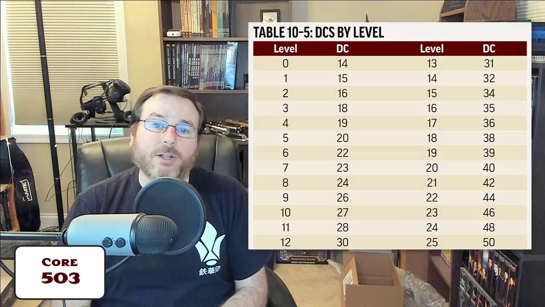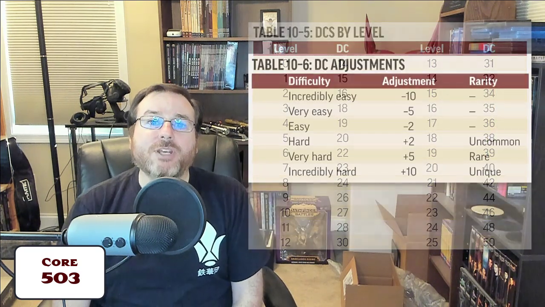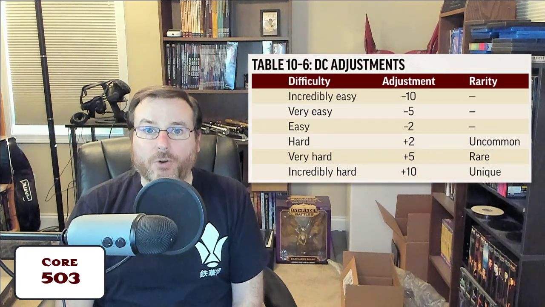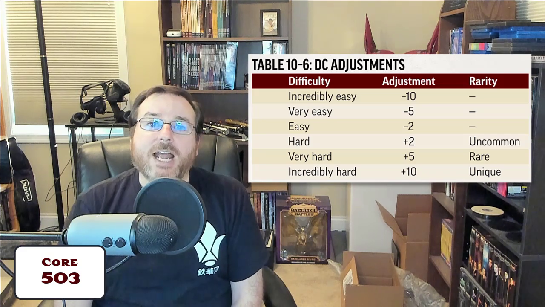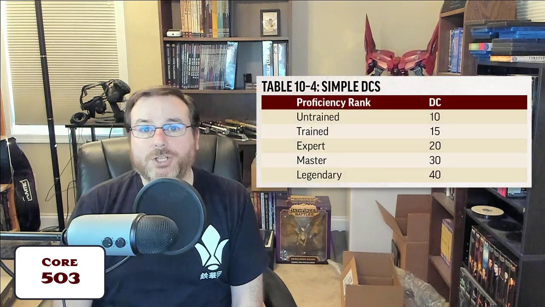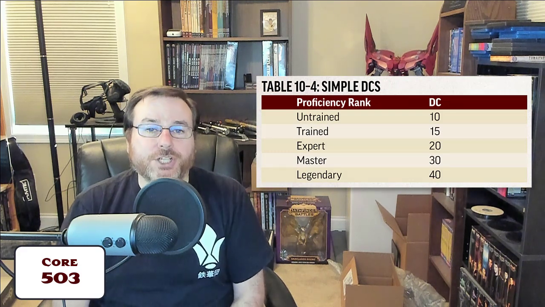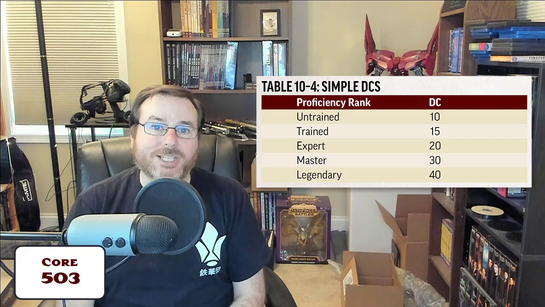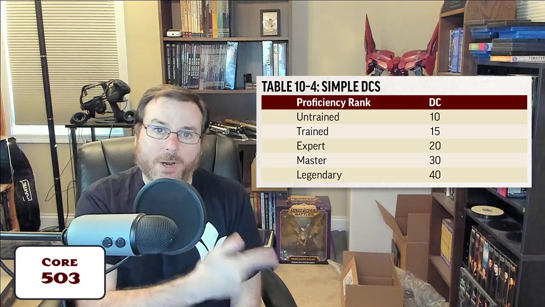There's a lot that can go into setting DCs, but the basic premise is if there is a level assigned to whatever the character is interacting with and trying to overcome with this task, then start by finding that level on the DC by level chart and then adjusting it with the adjustments for rarity and so forth on table 10.6. And if there's not a level associated with it, or this is something that really shouldn't even be affected by levels, then go to the simple DC charts, think about what level of proficiency you would expect someone to have in order to succeed at this task, use that as your starting point, and then modify by table 10.6 as well. So that's it for setting DCs.